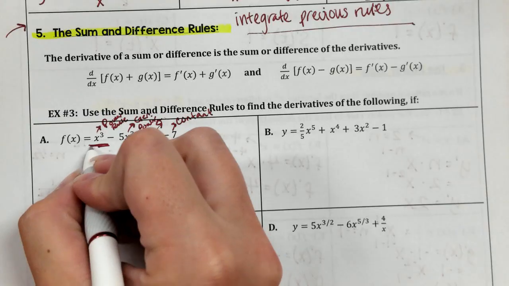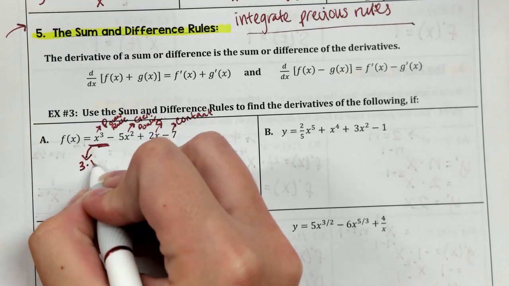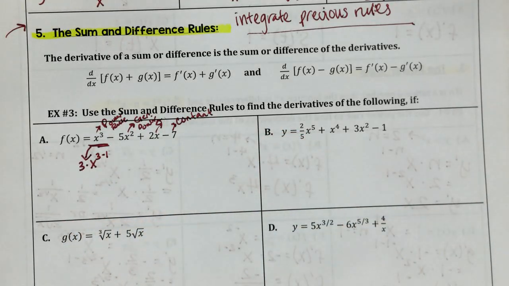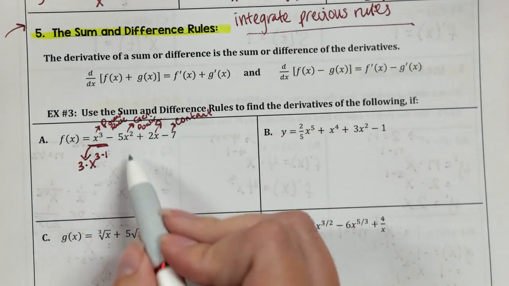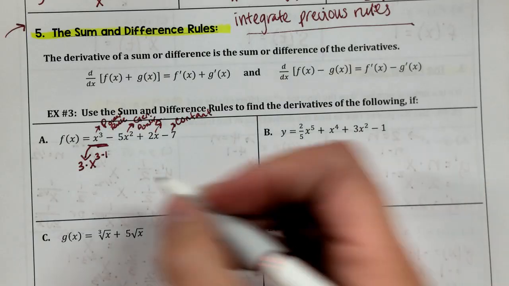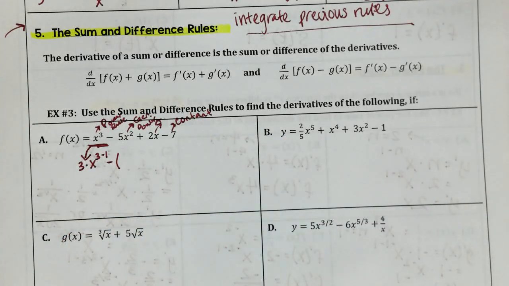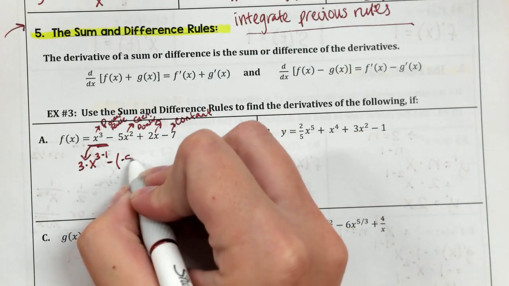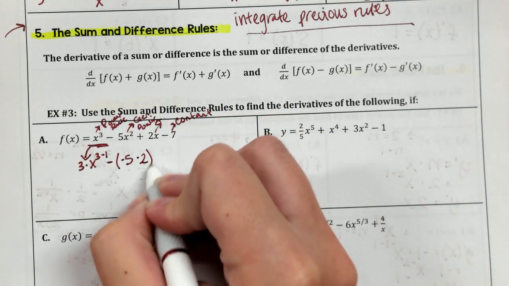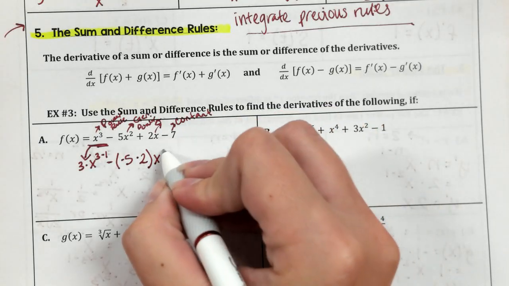So right here I would do 3 times x to the 3 minus 1 power. Then I'm going to do my next one. So on negative 5x squared, I'm going to do my general power rule. So I'm doing minus, and this is negative 5 times my n, which is 2, times x to the n minus 1, which is 2 minus 1.